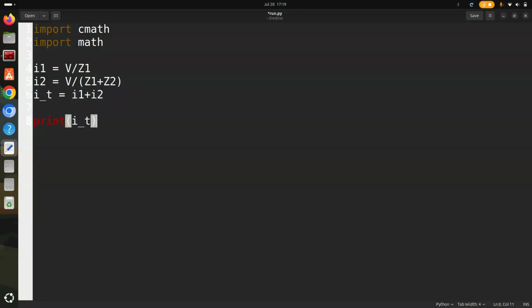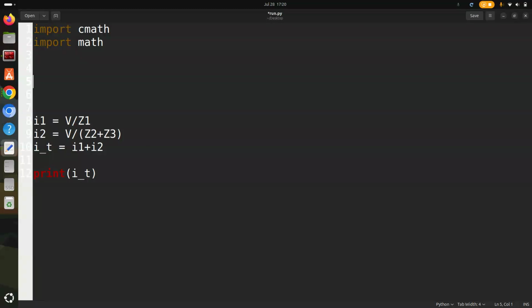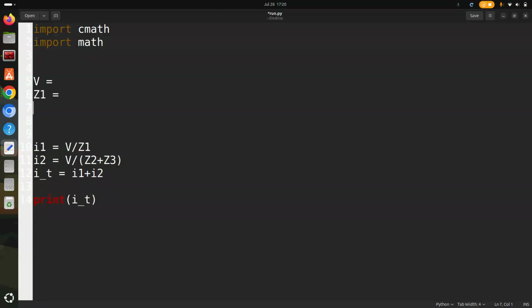But now the problem is I have to define V, Z1, Z2, and Z3. No, there's no Z3, right? Sorry, 2 plus 3. I made a mistake here. Sorry for the confusion. See, now you're clear, right? So now the task will be to define what is V, what is Z1, what is Z2, and what is Z3.